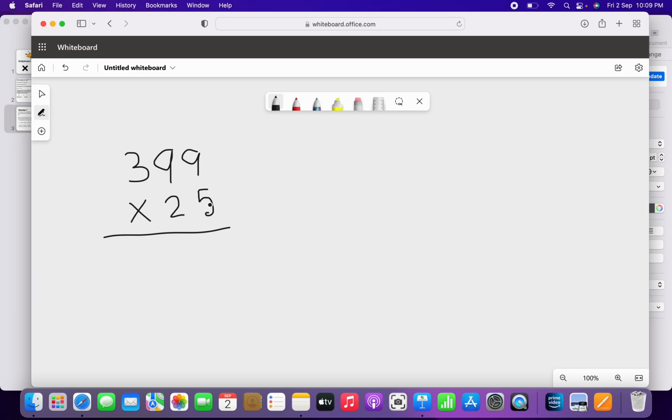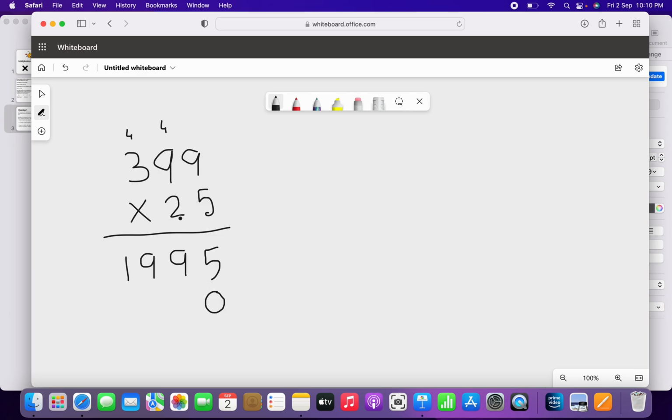Okay, so let's see. 5 nines are 45. Write 5 here and 4 carry over. 5 nines are 45. 45 plus 4 is 49. Correct? 5 times 3 is 15. 15 plus 4, 19. So 399 times 5 is 1995. Now the sum is not over.